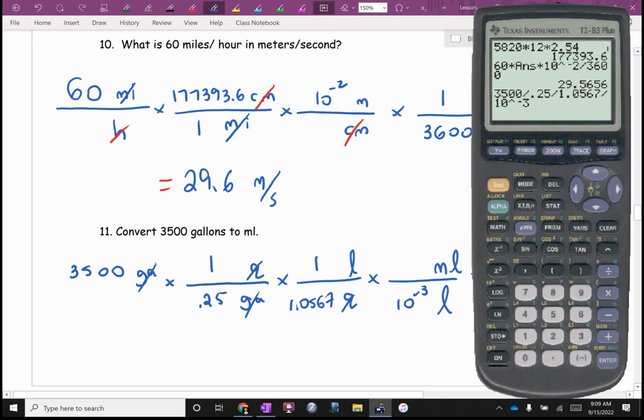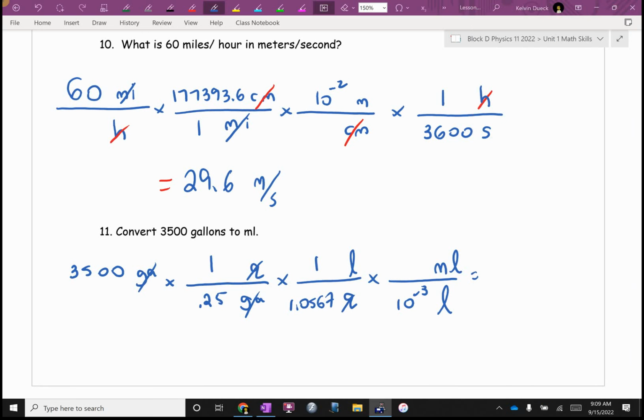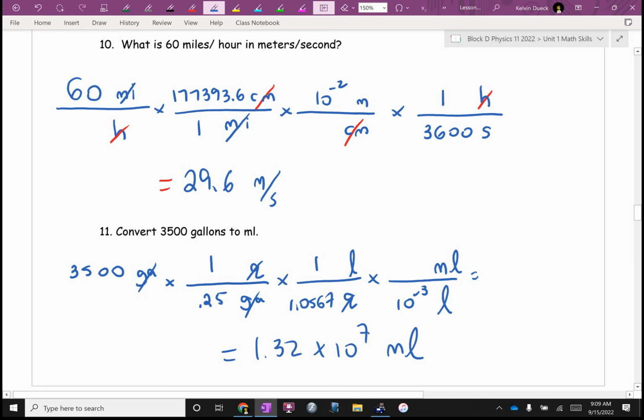Thank you. Did you get 1324879.341? Let's go to 3 sig figs. 132. Ooh, and I think I'm going to write it in scientific notation. So 1, 2, 3, 4, 5, 6, 7. I'm going to write it as 1.32 times 10 to the 7th milliliters.